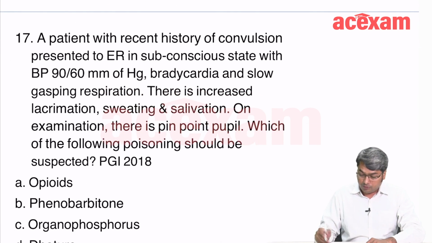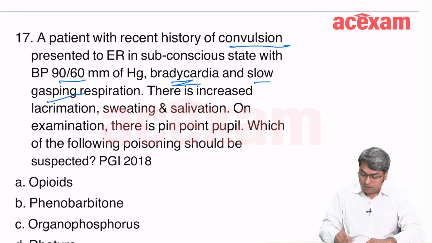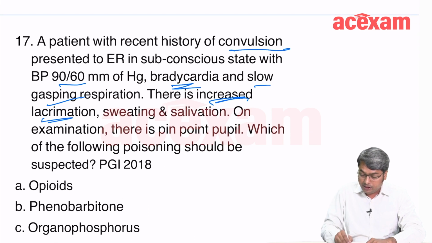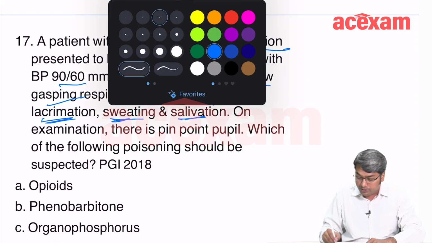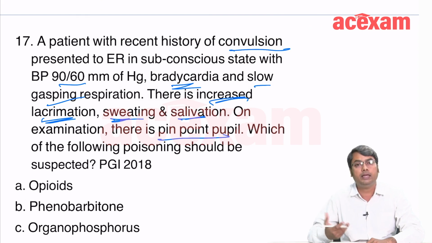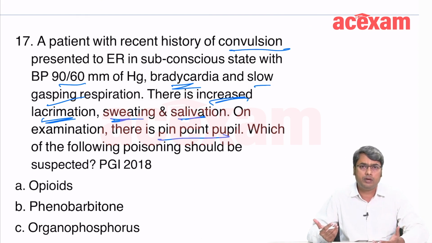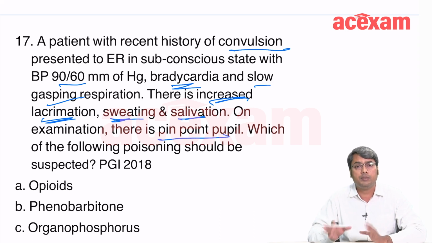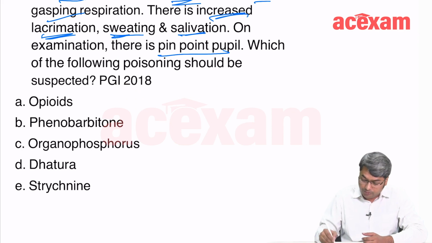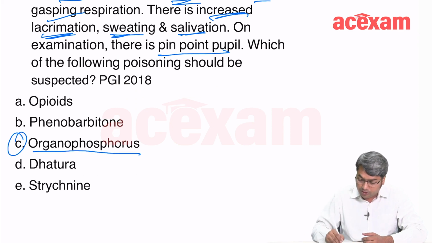A patient with recent history of convulsion presented to the ER in a subconscious state with BP 90/60, bradycardia and slow gasping respiration. There is increased lacrimation, sweating and salivation. On examination there is pinpoint pupil. This is a typical finding in organophosphorus poisoning, which is an anticholinesterase poison. All the secretions of the body will increase because it acts on the anticholinesterase enzyme. So, which of the following poisoning should be suspected? In this case, organophosphorus should be suspected.